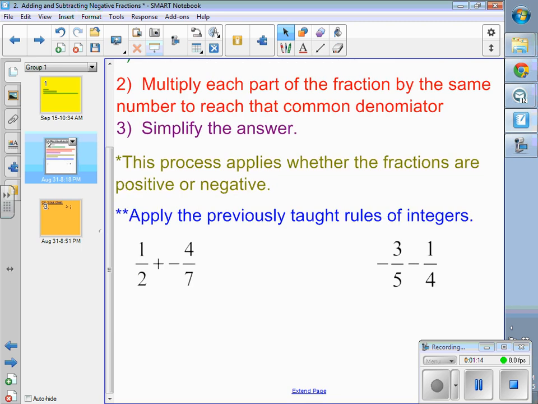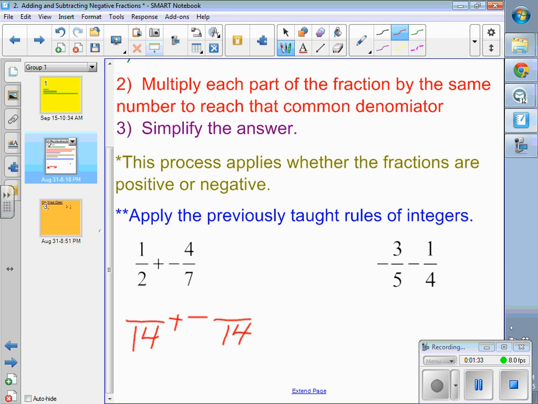Here are our problems. First, we have 1/2 plus negative 4/7. So the first thing we have to do is find a common denominator. Our common denominator of 2 and 7 is 14. Leave room for your negative.